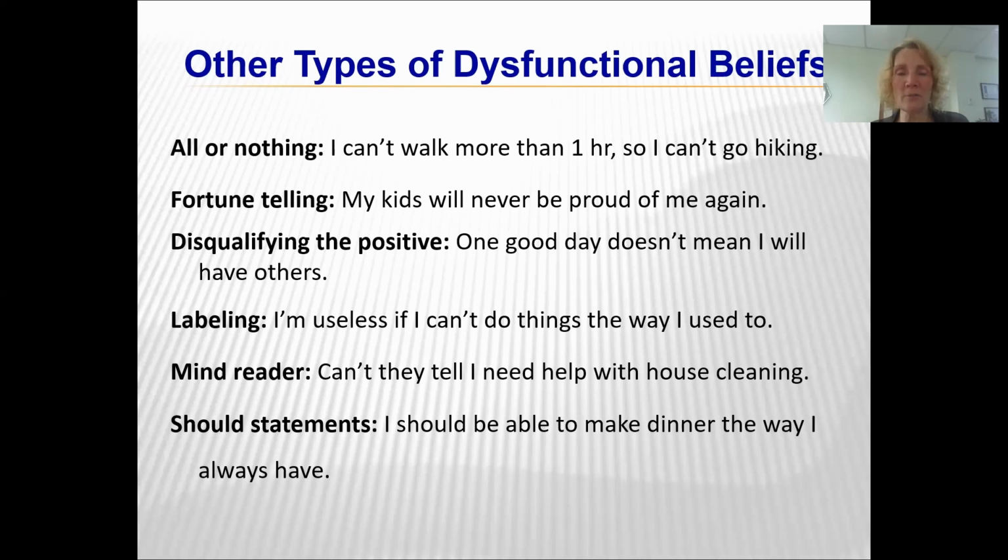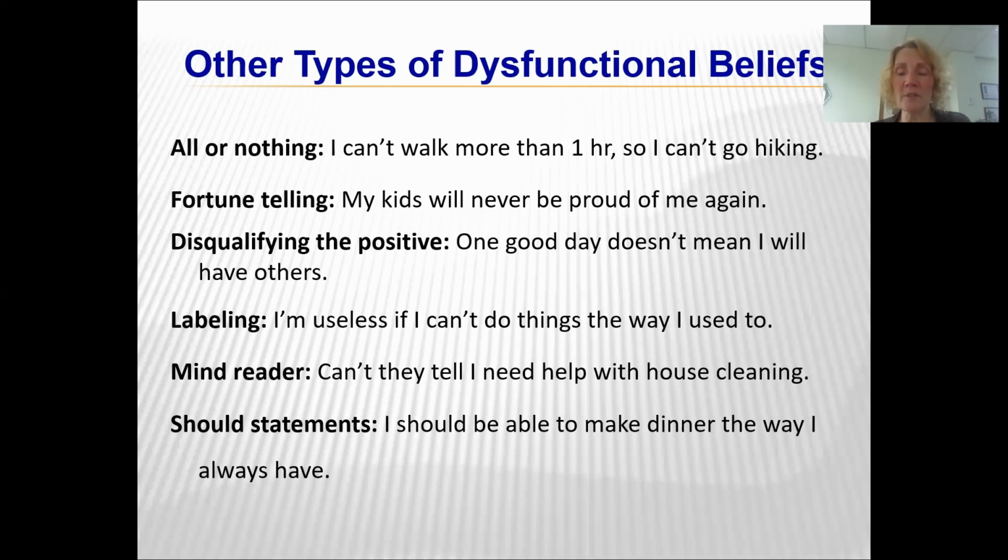The mind reading is also one that is not helpful. And again, this is very common. Can't they tell I need help with the house cleaning? I'm lying here, I look like I'm tired. Can't they help? Can't they tell? And in many cases, they can't tell. And there might be various reasons why. So communication is a very important thing to be able to alleviate that kind of thinking or that type of belief, as a problem solving. So just be aware if you are using the mind reading as a belief.